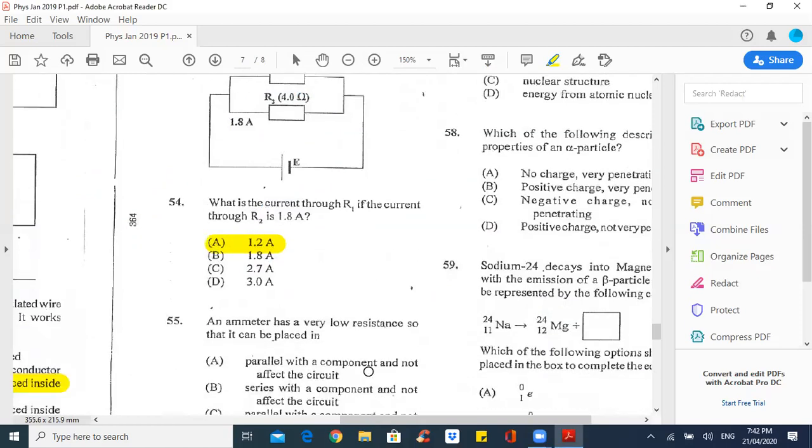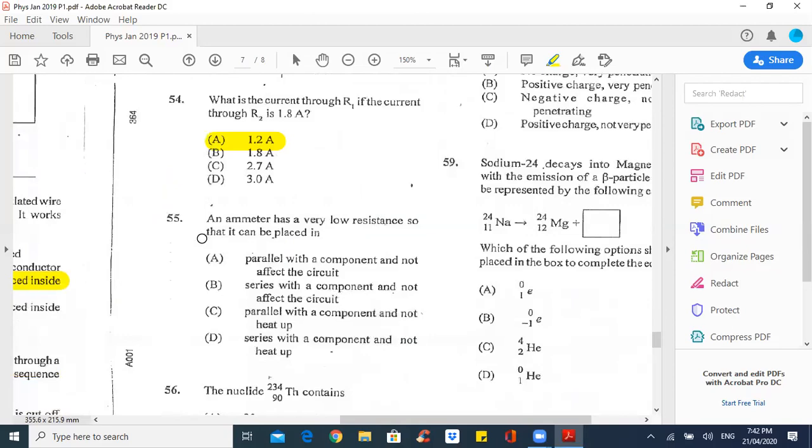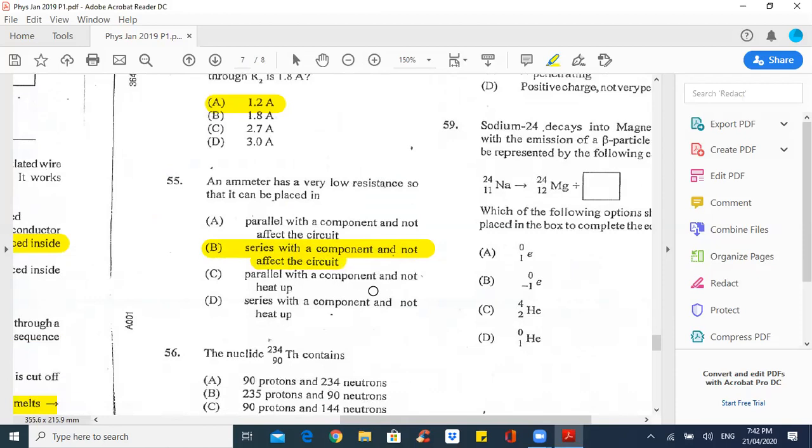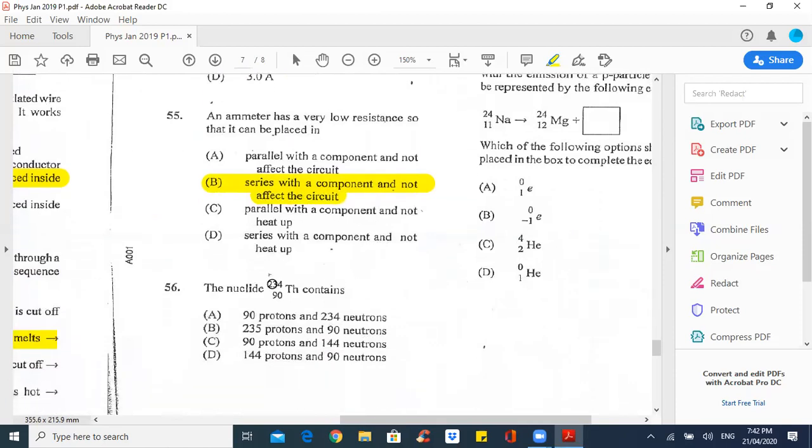Number 55, an ammeter has a very low resistance so that it can be placed in series with the component and not affect the circuit. That's why it has low resistance. The nuclide thorium 234, 90 contains what? 90 protons, and 234 minus 90 gives you 144 neutrons.